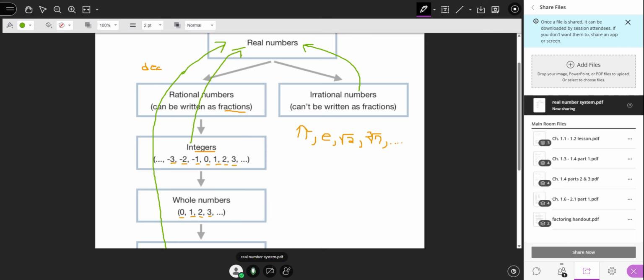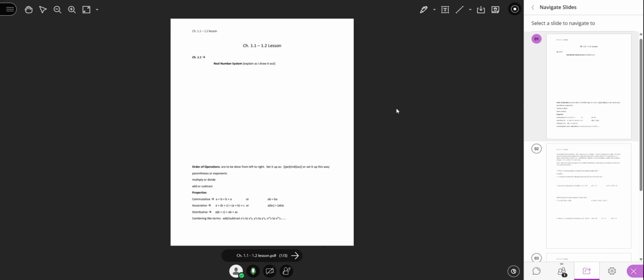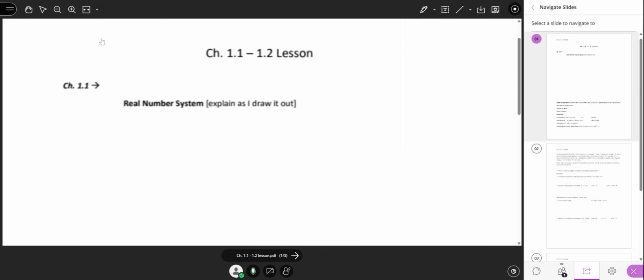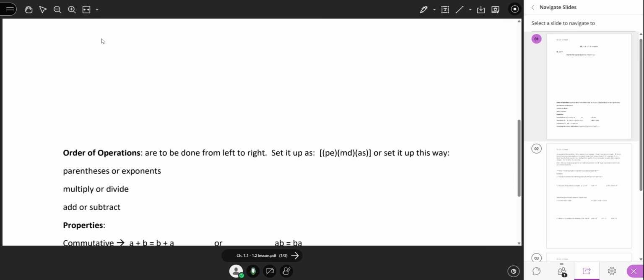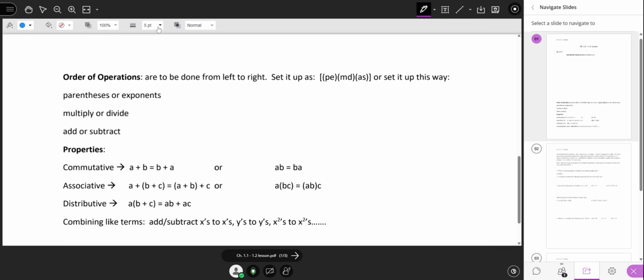So I really, really like this chart. And I think it's the first 5 problems on chapter 1.1 that include labeling the numbers that you're given with what type of number it is. So I really like it. What I don't like is changing documents because I have to reset everything whenever I do that.